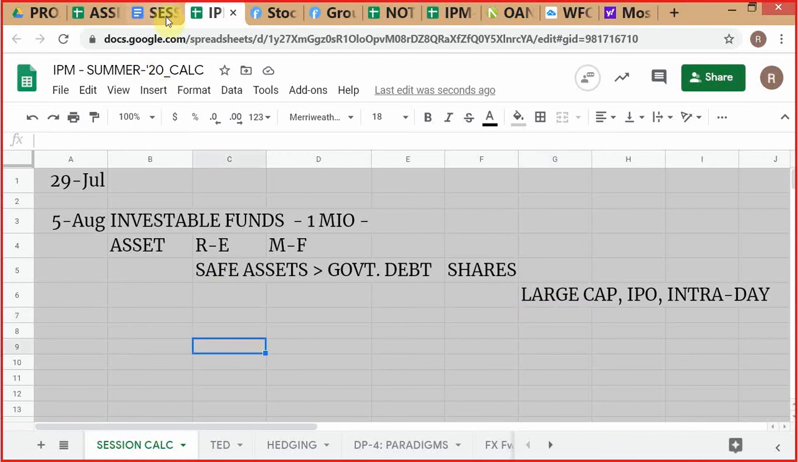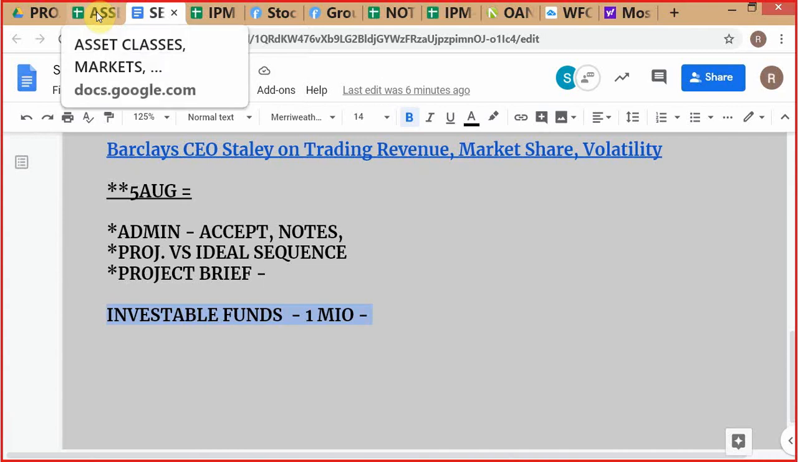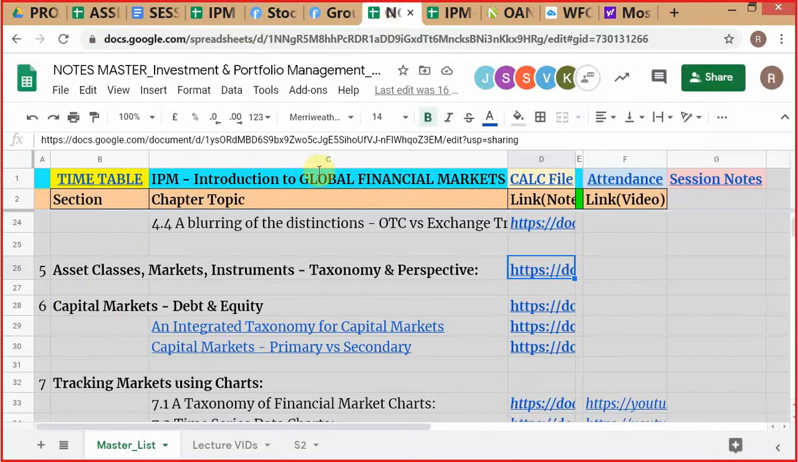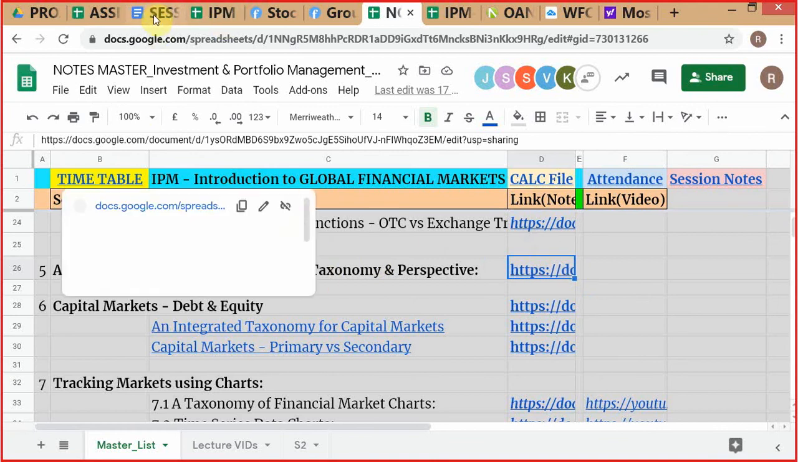The first thing that you have to think about, now these things are all, as I said, discussed in this part of the note, section 5 actually, which is asset classes. You'll get some perspective from reading that.